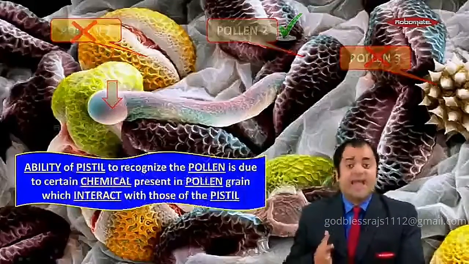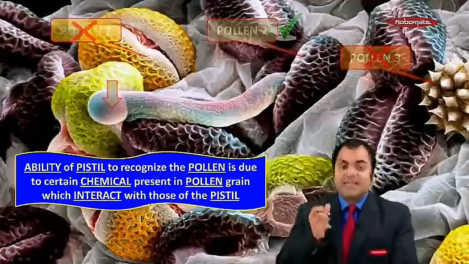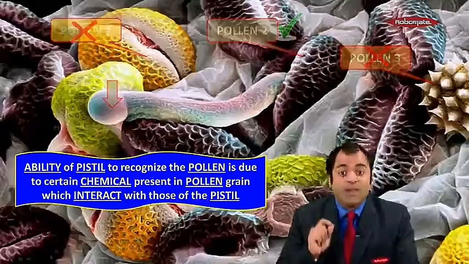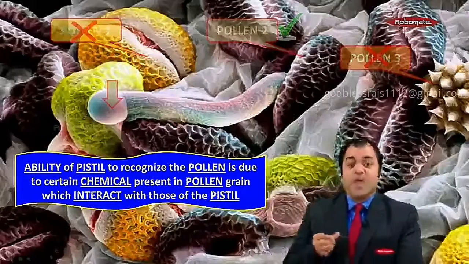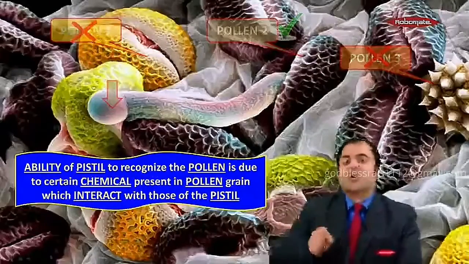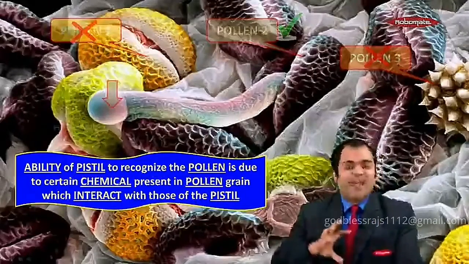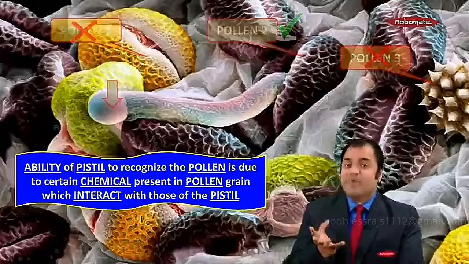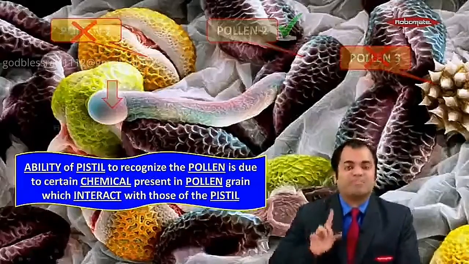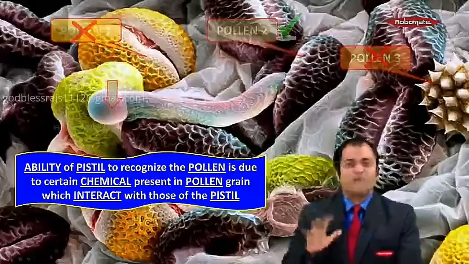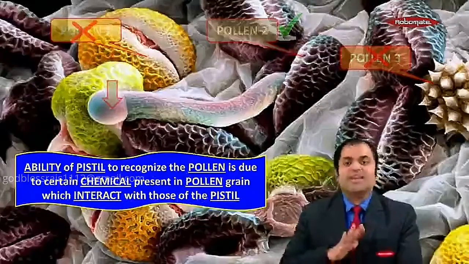They say that the pistil has the ability to recognize the pollen based on certain chemicals present in the pollen grain, which interact with those of the pistil. And that is why it selects the right pollen and allows the germination of only the right pollen. And the wrong pollens will ultimately just be discarded.